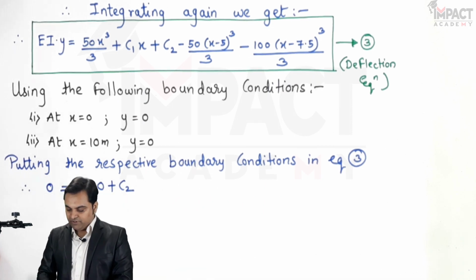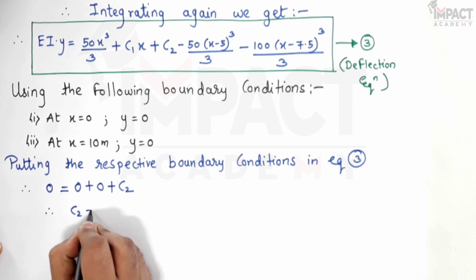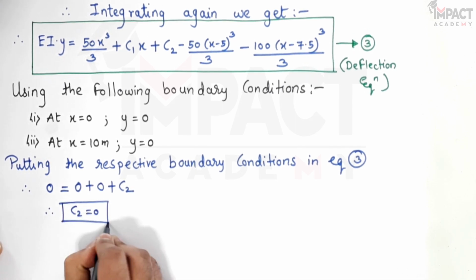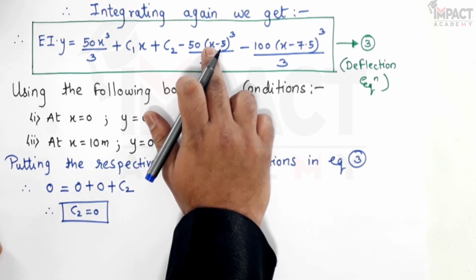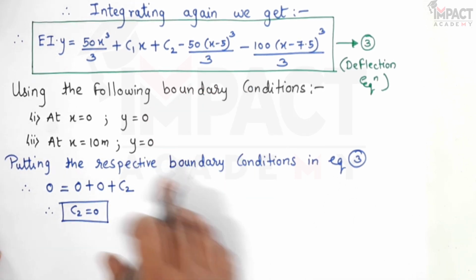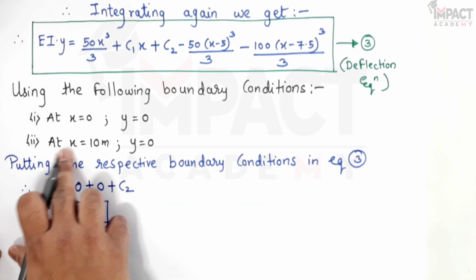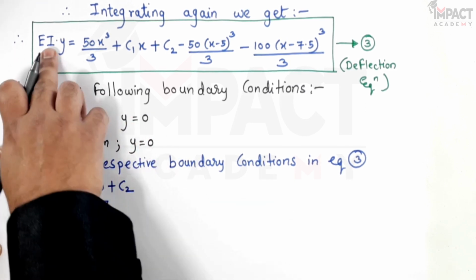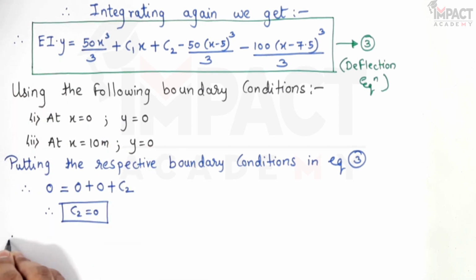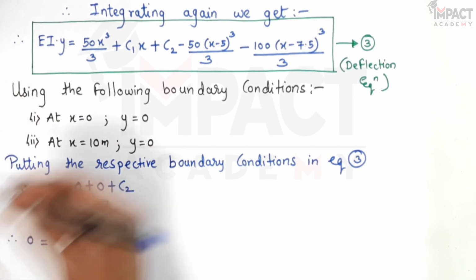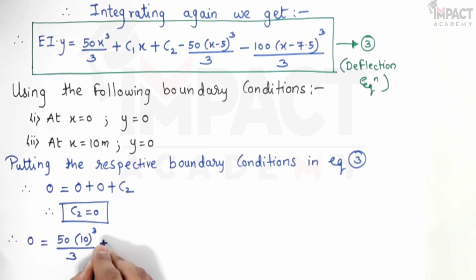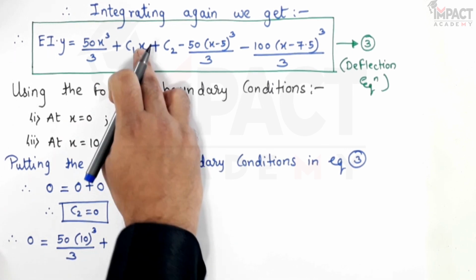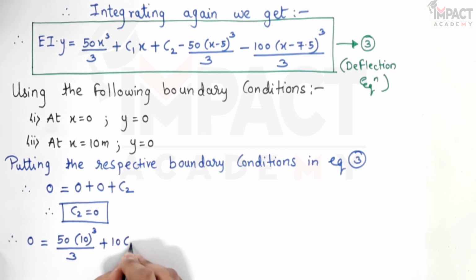Remember, so here I am getting C2 value as 0, because we don't consider these terms which are in the bracket that give us 0 or a negative sign. Next, putting the second boundary condition, that is at x is equal to 10 meter, y is 0. So again the left hand side becomes 0, and on the right hand side I'll put the value x as 10, plus C1 into x, and x is 10, so it is 10 C1, C2 is 0.